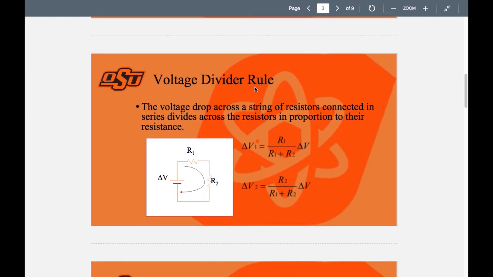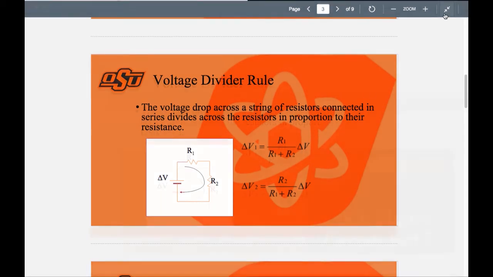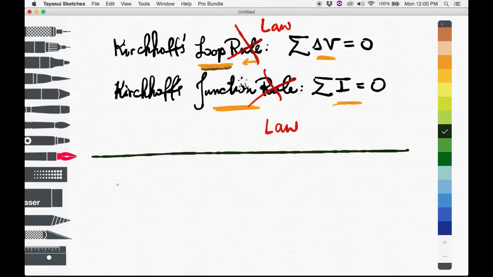Here's a note about something we call the voltage divider rule, which is really just a way of finding a voltage drop across one of the resistors in terms of nothing but the resistances and the total voltage of the circuit from the battery. You can work this out for yourself just by noticing that the current has to be the same for each of the 3 resistors because it's in series, and then just a bit of algebra.